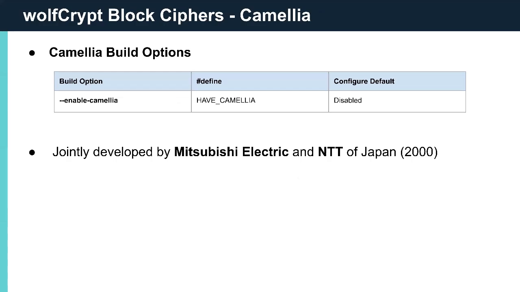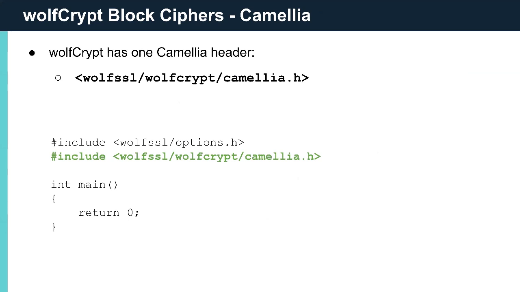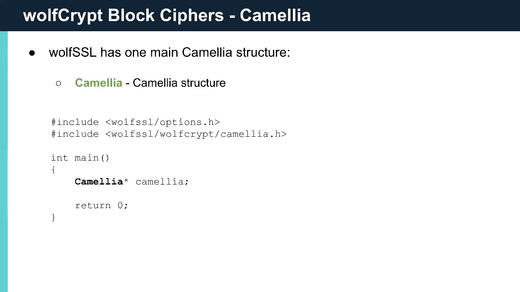Camellia, this is another block cipher we have available. This was originally developed by Mitsubishi Electric and NTT as kind of a joint effort in Japan in 2000. This is disabled by default in wolfCrypt, can be enabled by using enable-camellia or defining HAVE_CAMELLIA. There's one header for Camellia called camellia.h and one structure called Camellia.